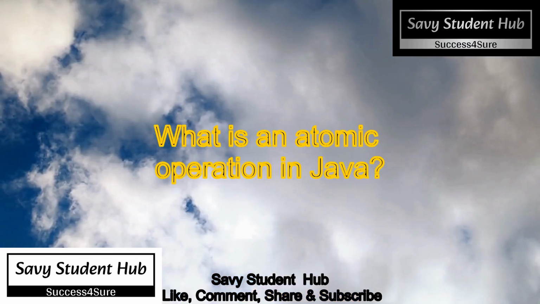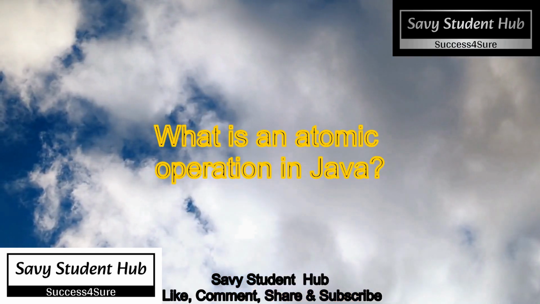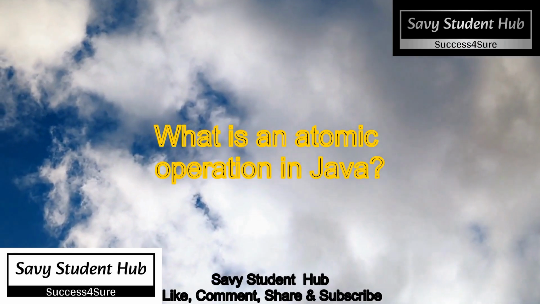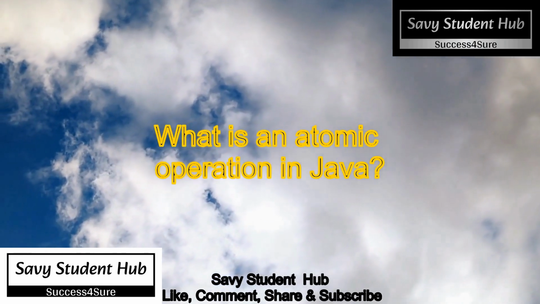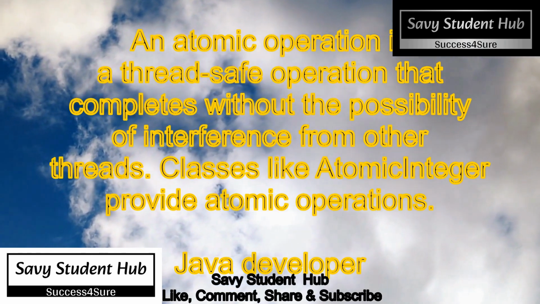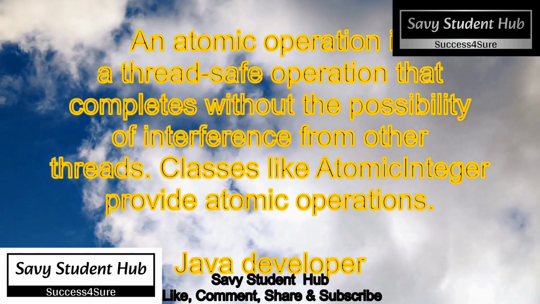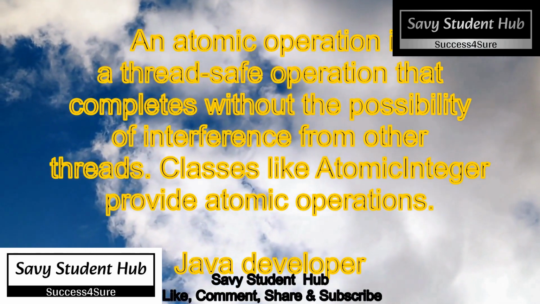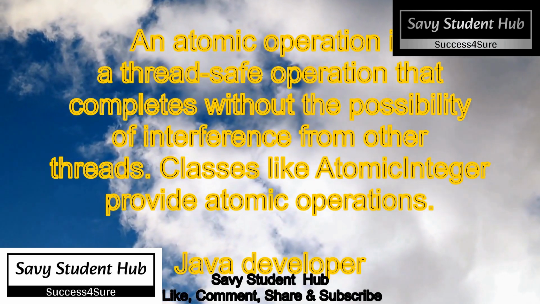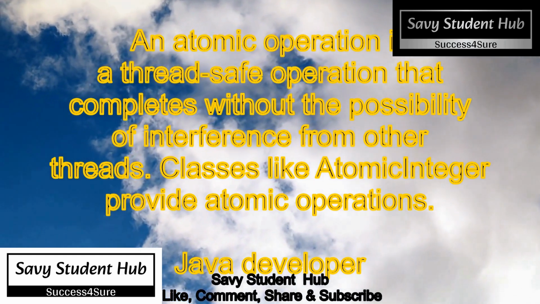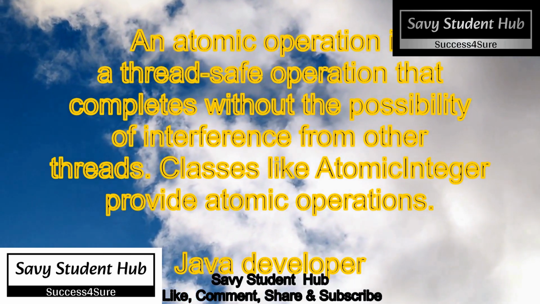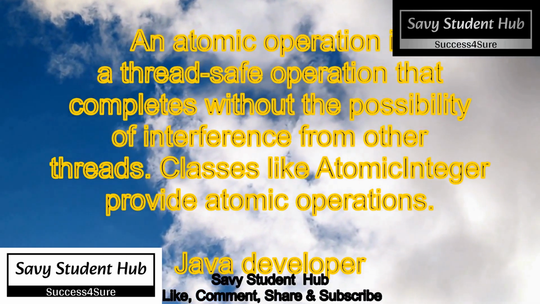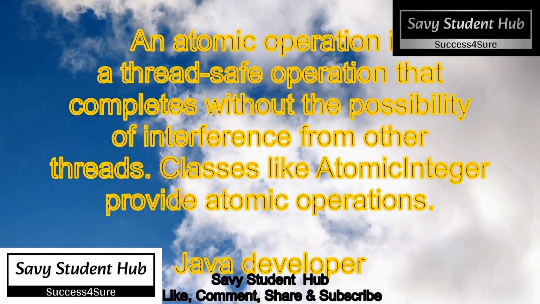What is an atomic operation in Java? An atomic operation is a thread-safe operation that completes without the possibility of interference from other threads. Classes like atomic integer provide atomic operations.